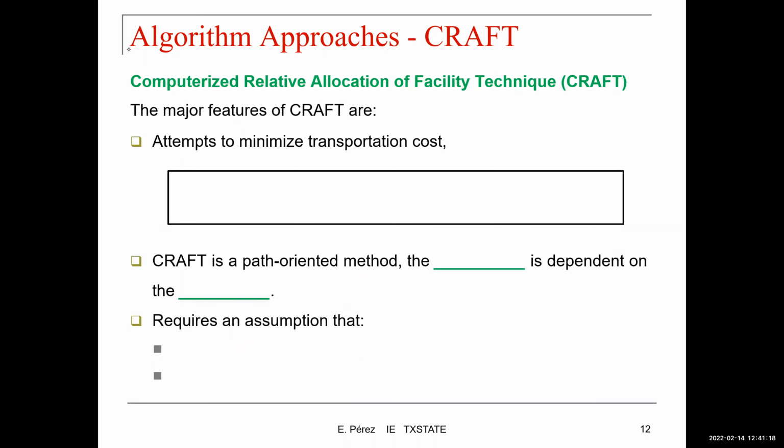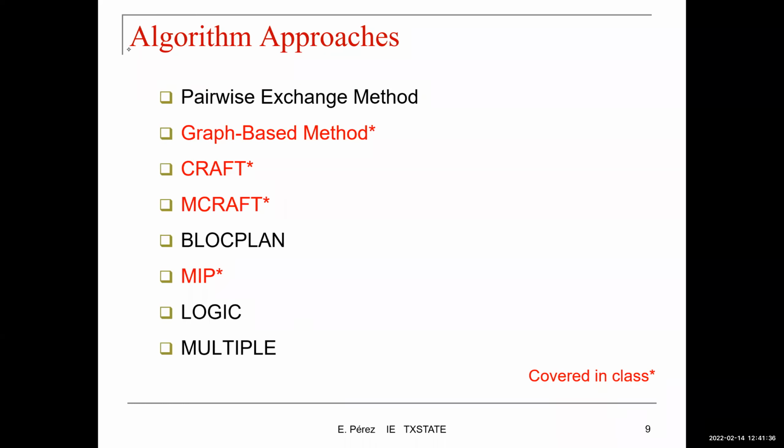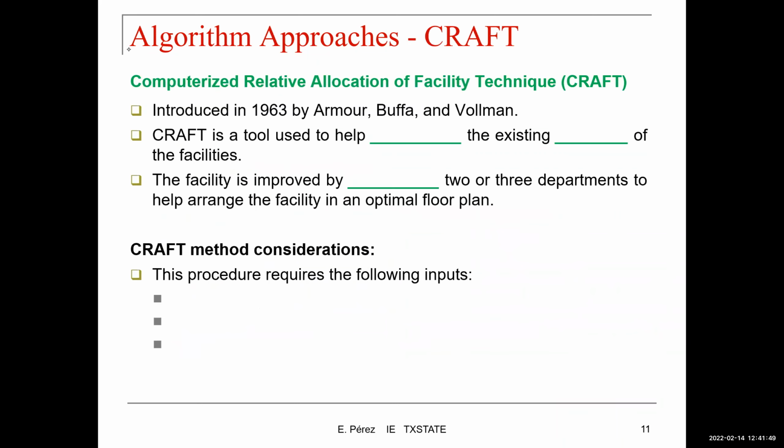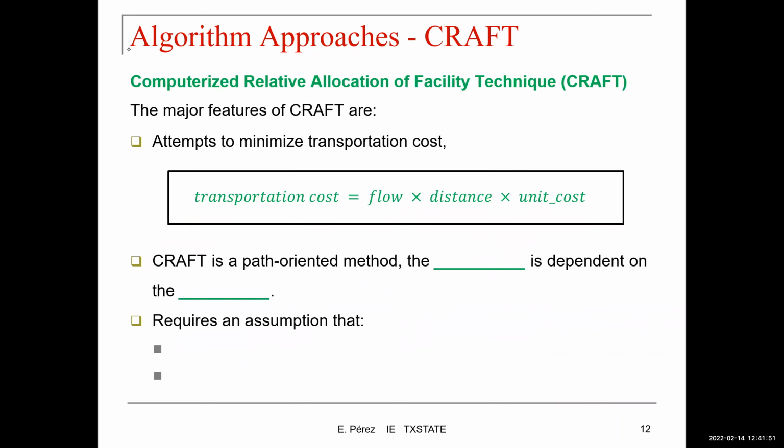So what are the major features of CRAFT? It attempts to minimize the transportation cost. Transportation cost is computed using the flow, the distance, and the unit cost. This refers back to this objective function right here. They're minimizing the sum of the flows times distances. So it's the flow, the cost, and the distance. That's the objective function: flow, distance, and cost.